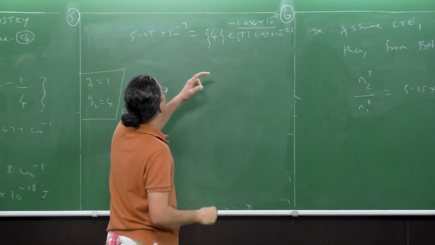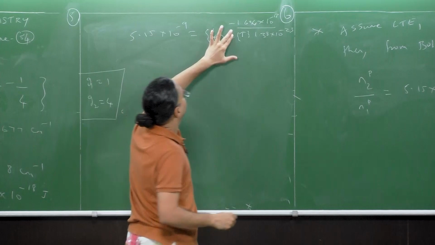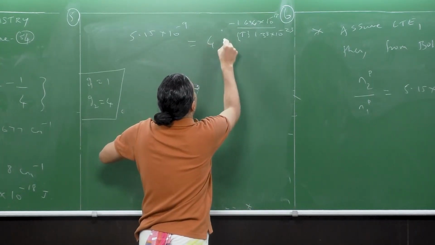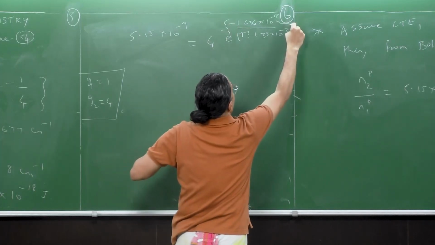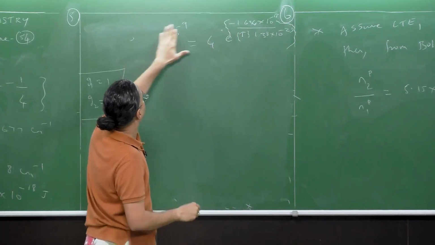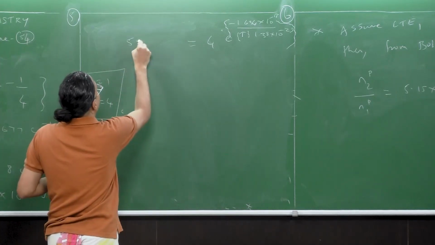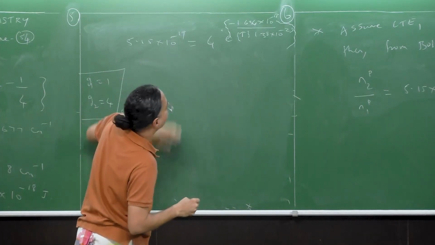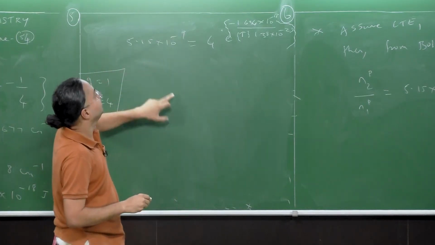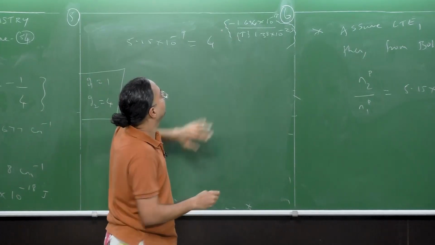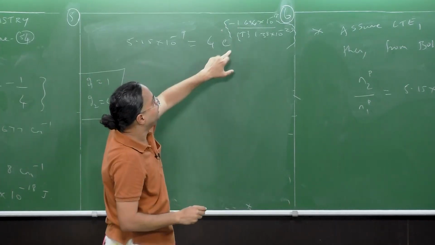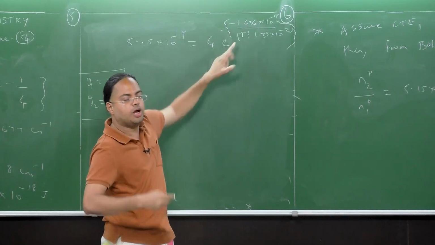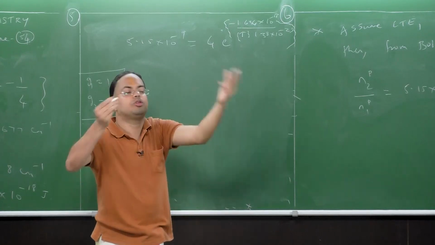Now, the only variable in this equation is the temperature. This is 4 times, I'll write it like this, 5.15 into 10 to the power minus 9, sorry, not 19, minus 9. So everything is an exponent. This is 4 times e to the power something. This is the delta E, this is the Boltzmann constant, and this is the temperature. So we need to find the temperature. I'll leave it to you as a homework.